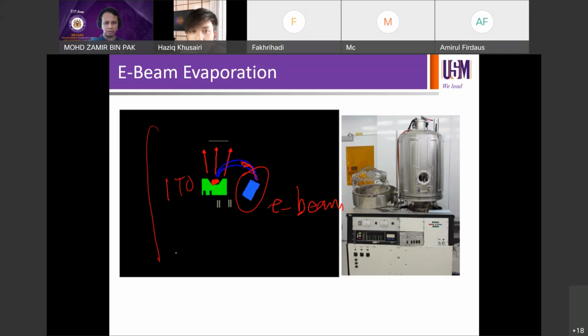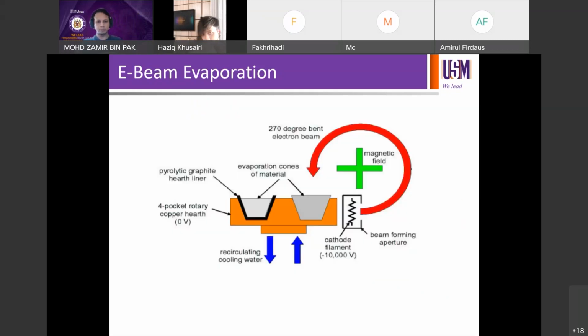So this is your chamber. So this will be your sample holder. Okay. So you have the very same directionality nature like thermal evaporation. It's just that the source is different, like from beam in this case. Okay, so you can see that this is the cathode, the filament, 10,000 volts to generate the beam. So beam will be generated. So this will be the beam.